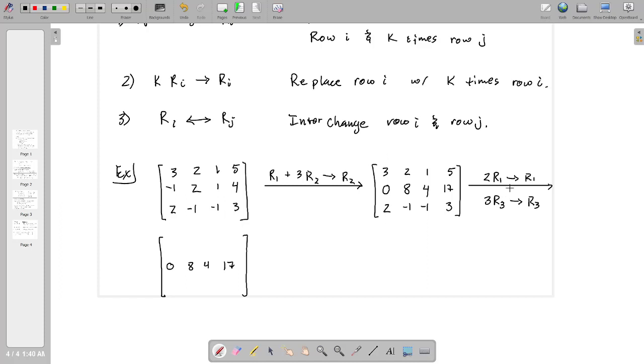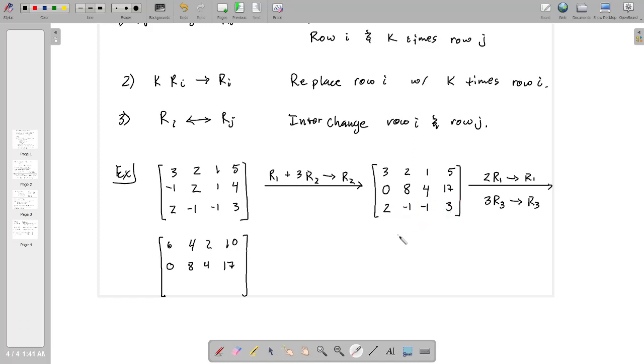Then 2 times row 1, replace row 1. So 2 times 3 is 6. 2 times 2 is 4. 2 times 1 is 2. And 2 times 5 is 10. Similarly, I do 3 times the third row and replace the third row.